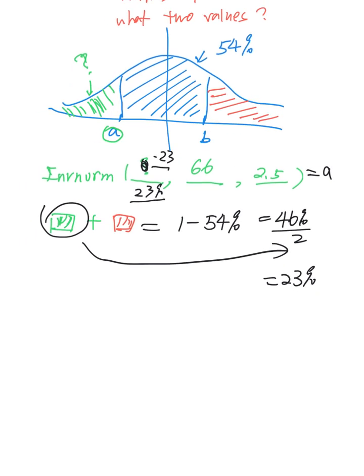Once you get the value of A, how to find the value of B? We could use two methods. Okay, for the first method, I still use the inverse norm.